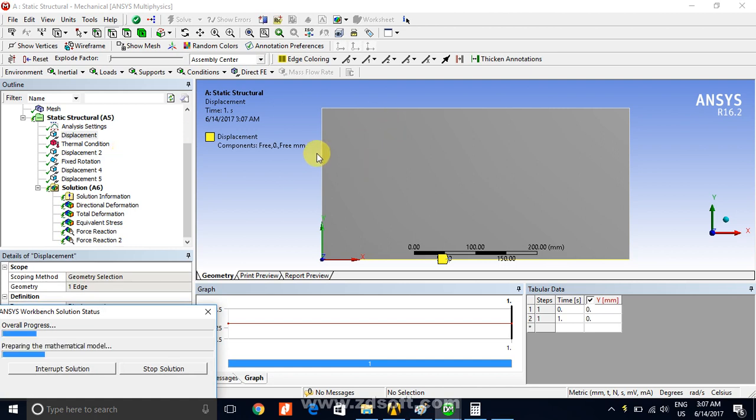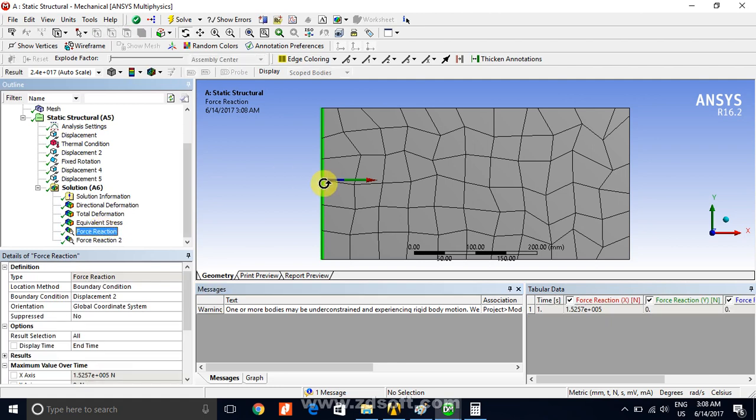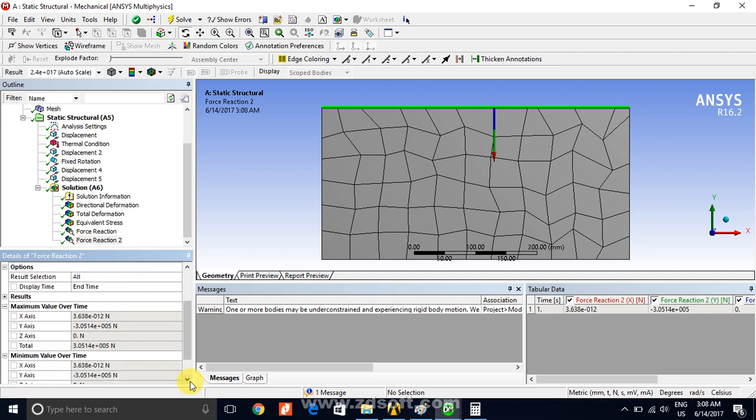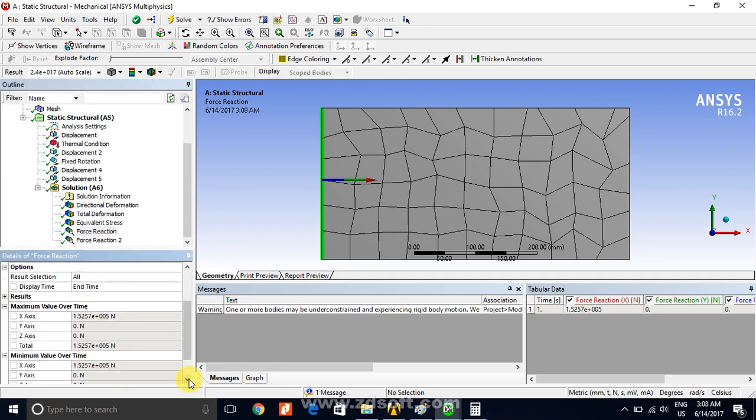So we will get the reaction forces here, at this vertical edge and horizontal edge. This is the reaction force at the horizontal edge, and this is the reaction force at the vertical edge, and you can see the directions also. And this is the total value which is coming. Okay, you can see here this is 3.05 into 10 to the power 5, and this is 1.525 into 10 to the power 5.